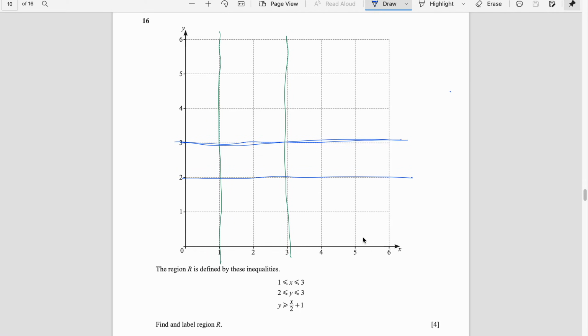I'm drawing it freehand. And last one is y equals x by 2 plus 1. So when x is 0, y is 1. Let me change this color. And when x is 2, y is 2. So I have this and draw it using a scale. There you go. So basically it is between 1 and 3, then between these two lines, and it is greater than this. So this is my region R, enclosed by these 5 boundaries.